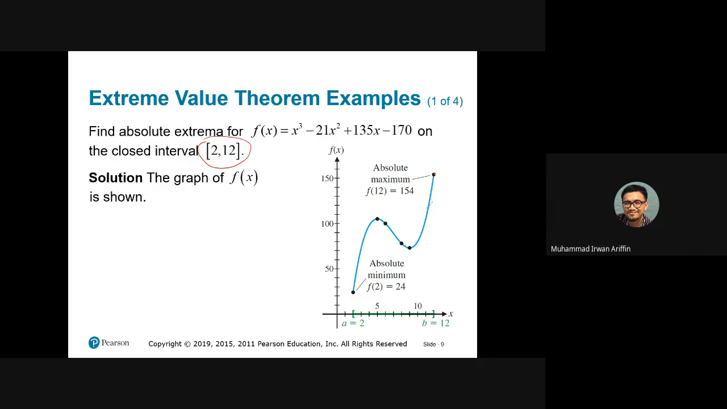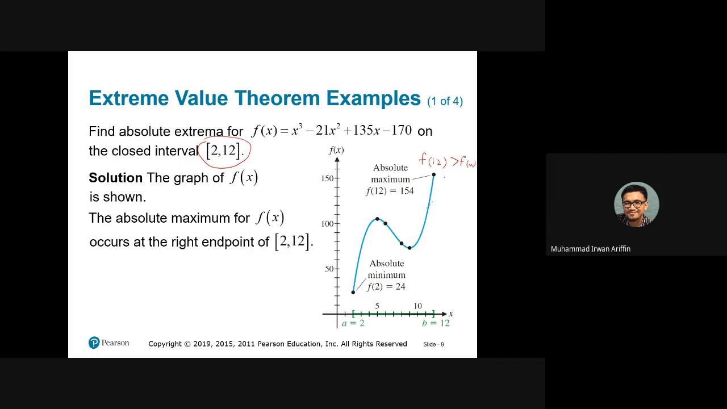The highest point. So this is why the absolute maximum for this function within this interval occurs at this endpoint, where f of 12 is higher than all other x's within this interval from 2 to 12. Hence, it is the absolute maximum. And we have the absolute minimum at this endpoint, because this is the lowest within this interval.